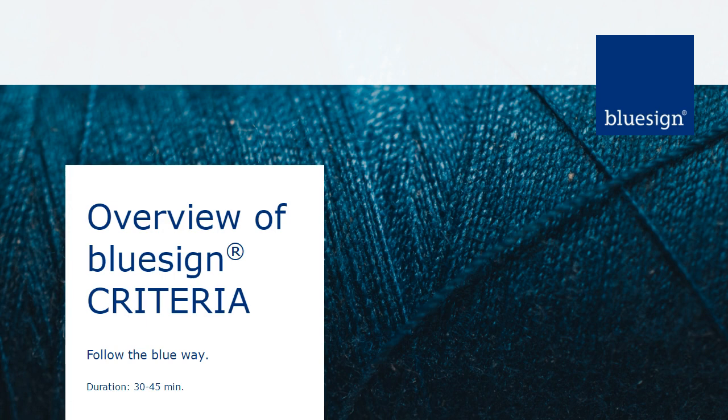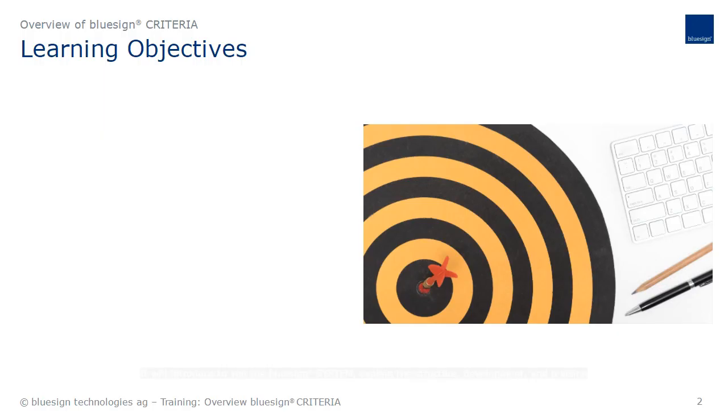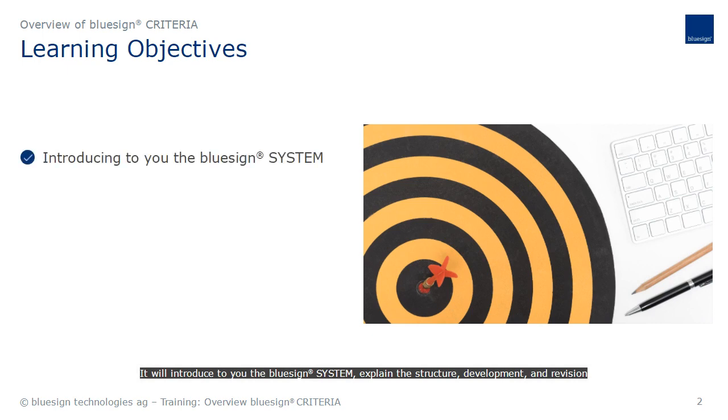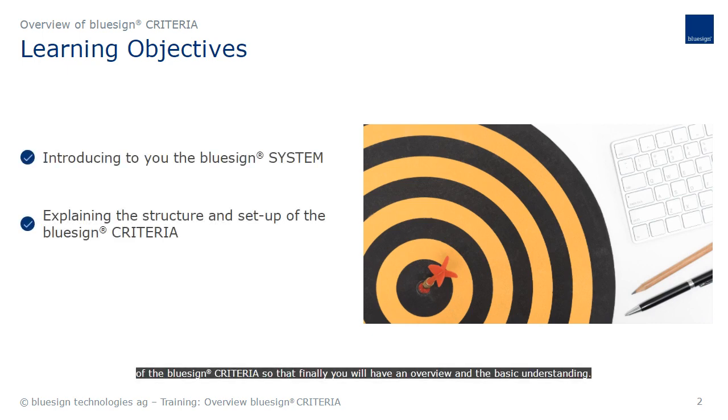Welcome to this Bluesign e-learning course. This training will give you an overview and basic information about the Bluesign criteria to allow you to select the specific criteria documents relevant for you. It will introduce to you the Bluesign system, explain the structure, development, and revision of the Bluesign criteria so that finally you will have an overview and the basic understanding.